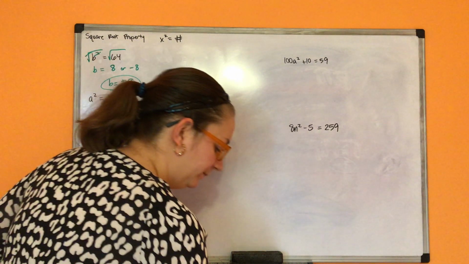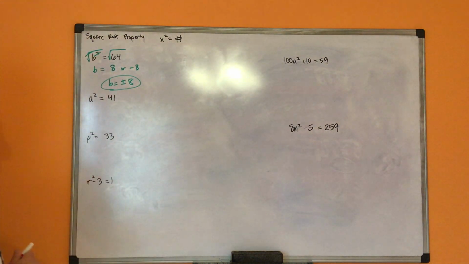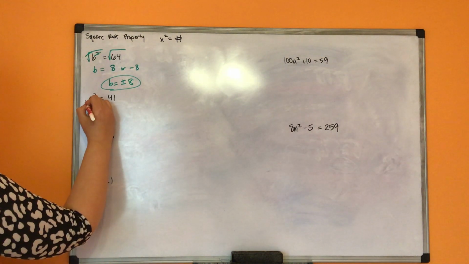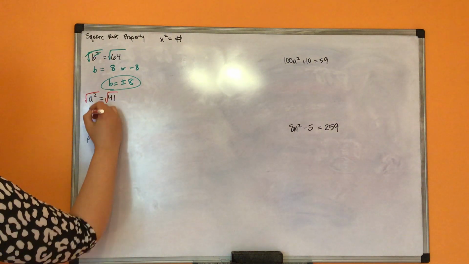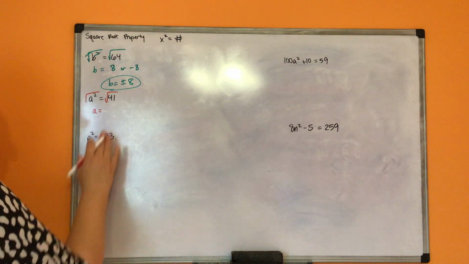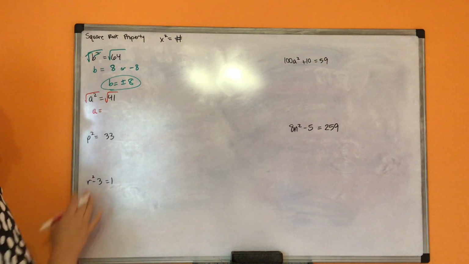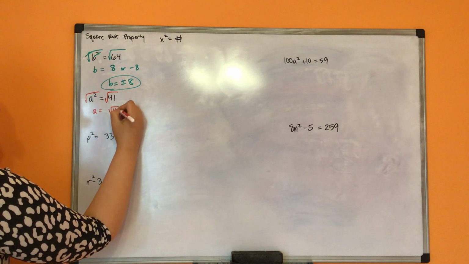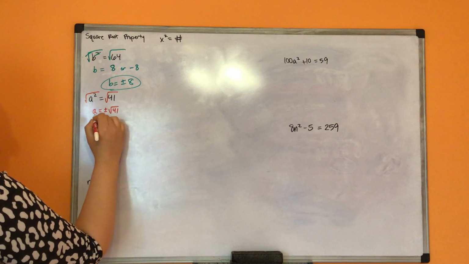Let's try another one. So this next one, we have a squared equals 41. To get a by itself, I'm going to take the square root of both sides. 41 is not a perfect square, so you can write your answer two different ways here. You can just leave it as plus and minus the square root of 41.